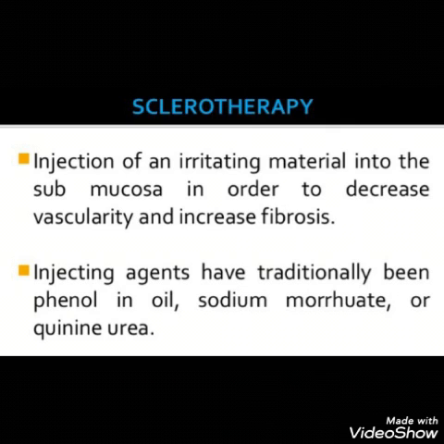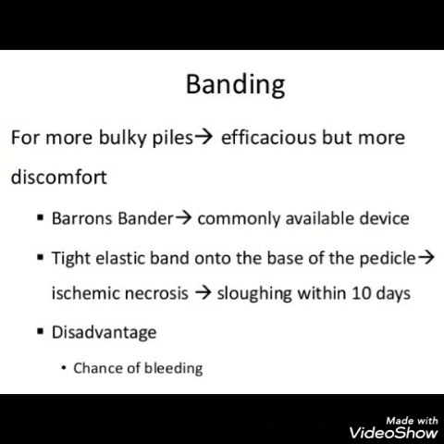Procedures for hemorrhoids include sclerotherapy. Injection of sclerosant is given. 5% phenol in almond oil is injected into the submucosa to decrease the vascularity and increase fibrosis. It produces aseptic thrombosis of the pile mass and is indicated in grade 1 piles. Injection is perivascular.